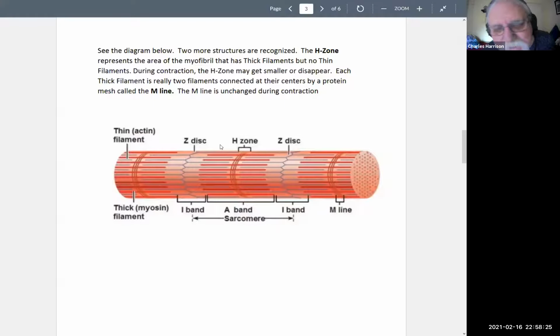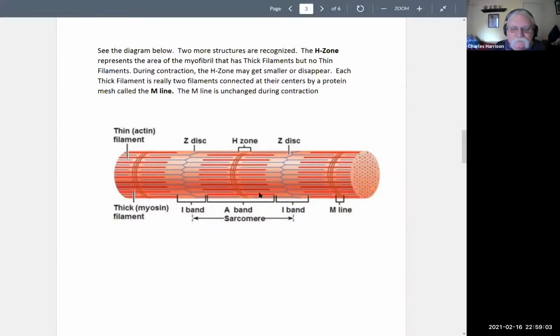What is the width, or length actually, of the A band from here to here? The width of the A band, or the length of the A band, it doesn't matter which way you say it this time, goes from here to here. The thick filaments don't change their size, even during contraction. So the A band will always be this wide.